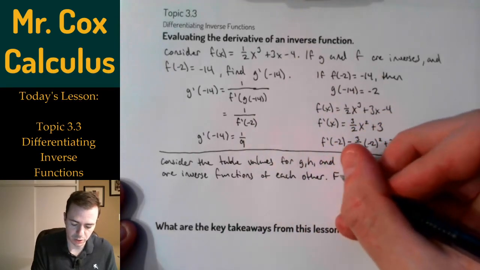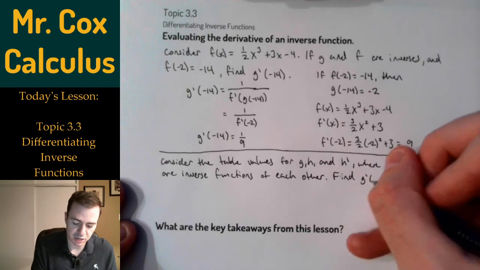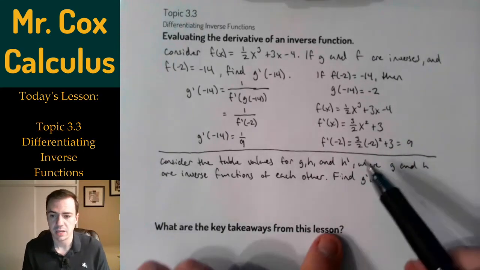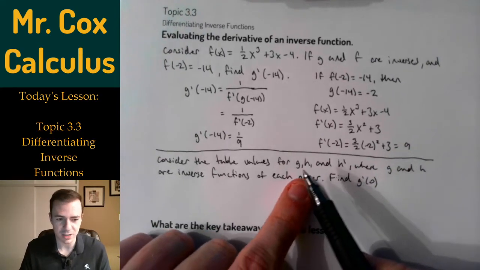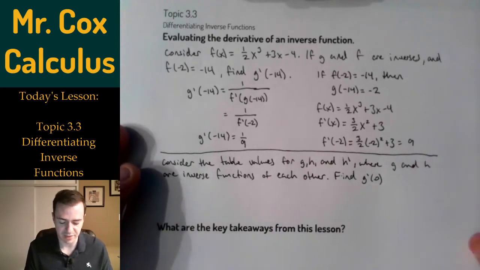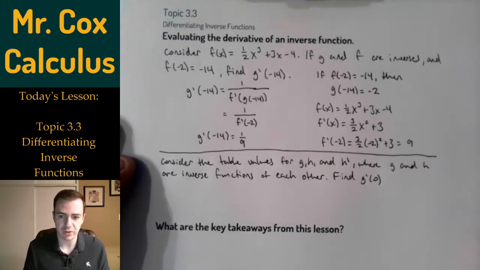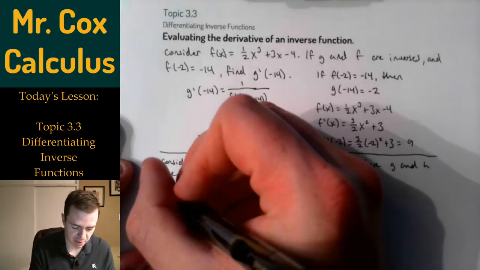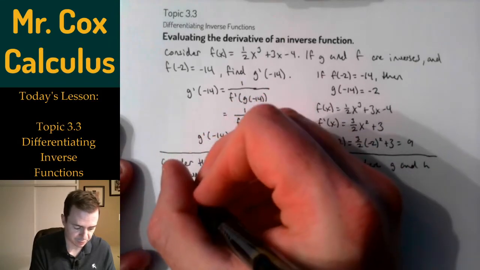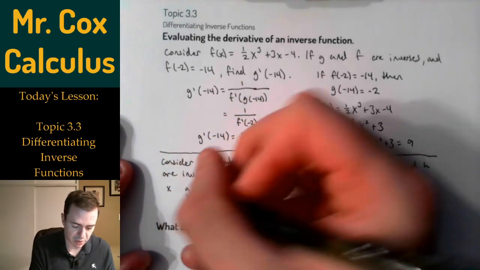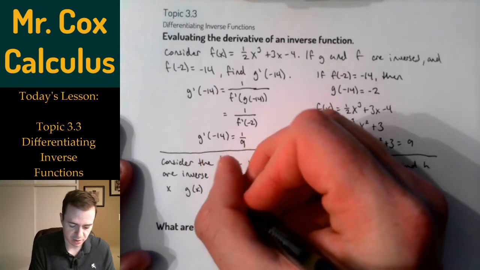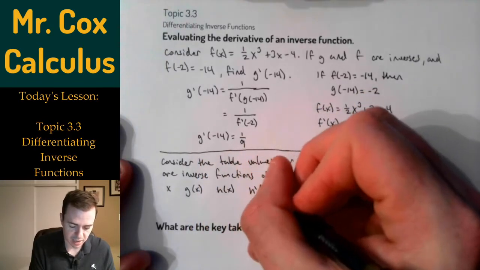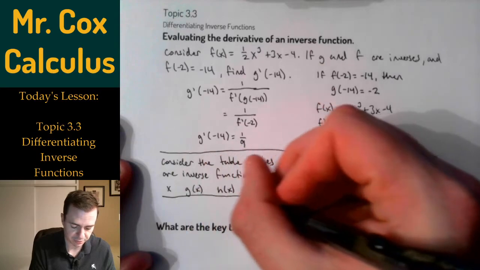And what I want to do is find g prime of 0. And notice that g prime is the one thing that's not going to be on that table. We're going to have values for g, h, and the derivative of h, but we don't have anything for the derivative of g. But we're going to use the fact that they're inverses to come up with what g prime of 0 is. So as we build our table, again, we have x, we have g of x, we have h of x, and we have h prime of x.